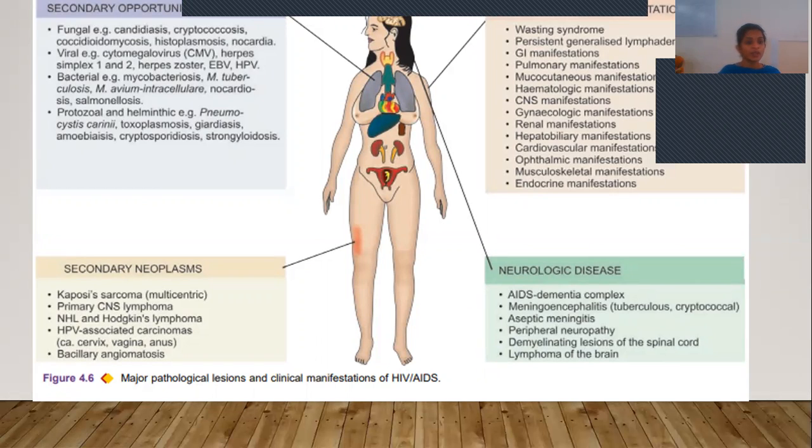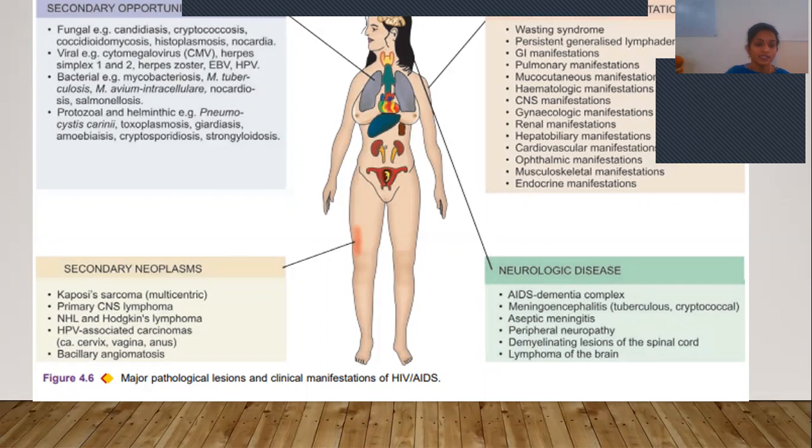And protozoal and helminthic infections like pneumocystitis, toxoplasmosis, giardiasis, amoebiasis, cryptosporidiosis, strongyloidosis. So all these opportunistic infections will be taking place. And then formation of secondary neoplasms, that is secondary malignant tumors, secondary tumor formation also can be seen.